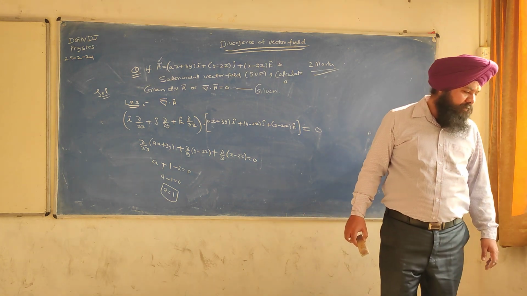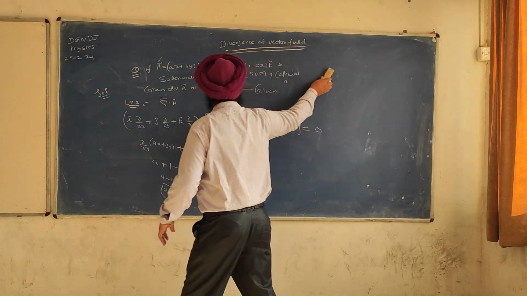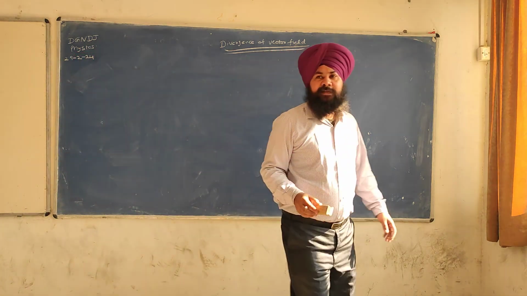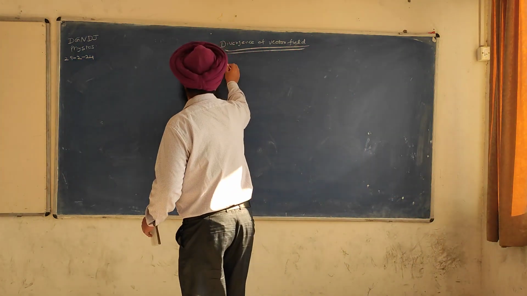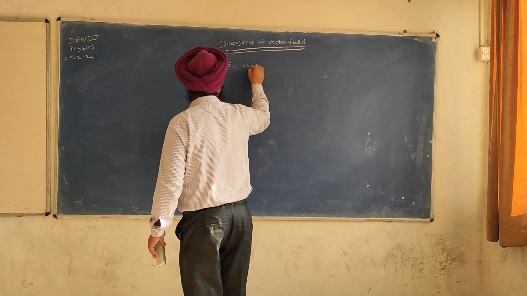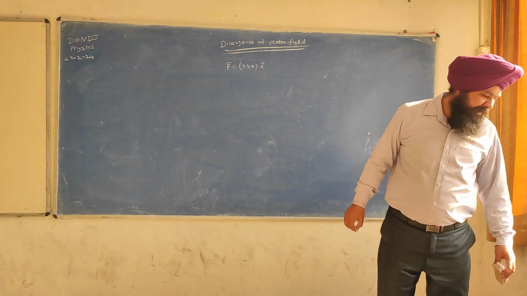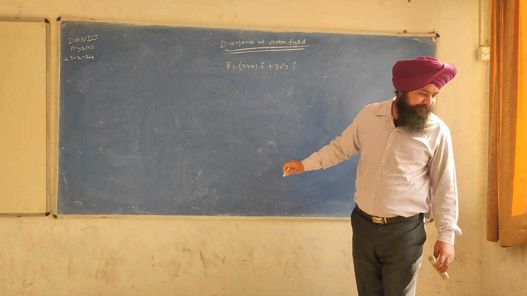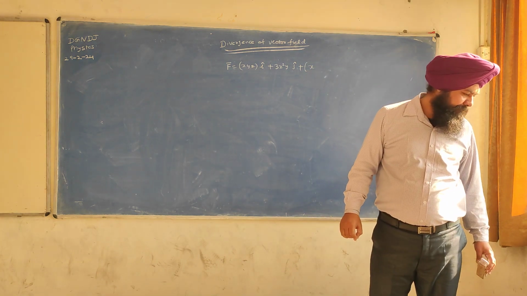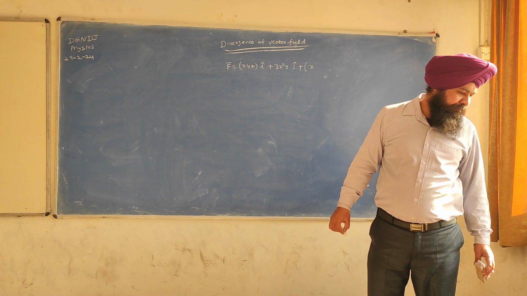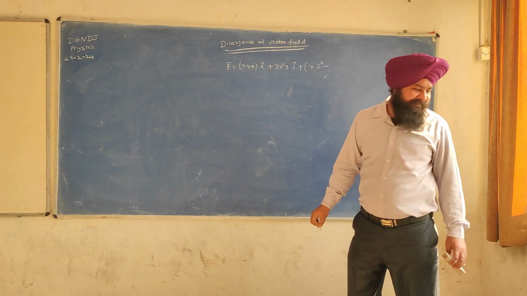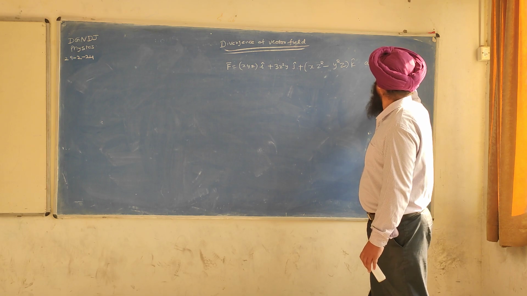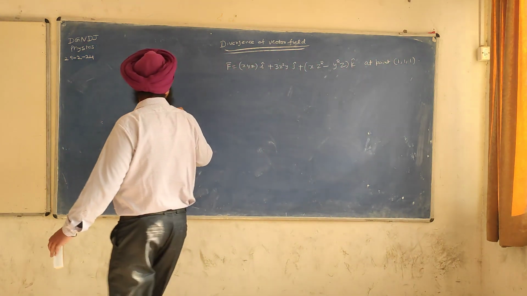अगला कीजिए. Calculate the divergence of a vector field F vector, where F vector is equal to xyz into i cap plus 3x square y into j cap plus xz square minus y square z into k cap at point 1, 1, 1.